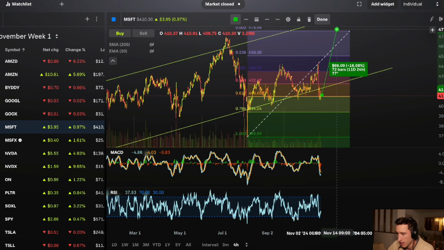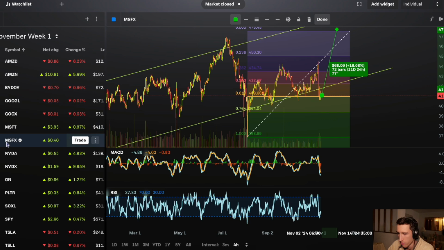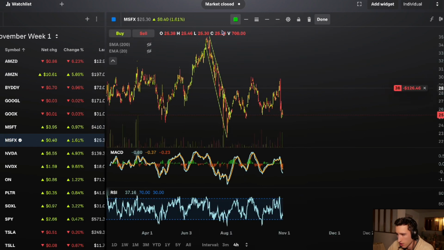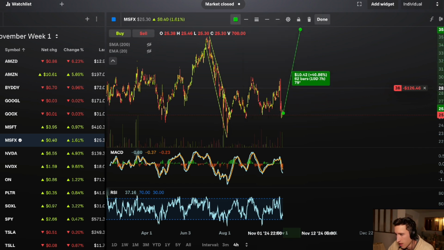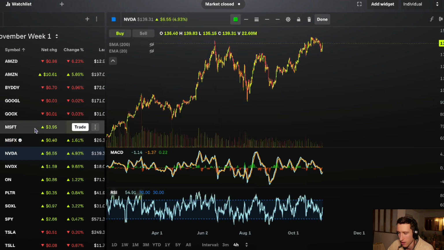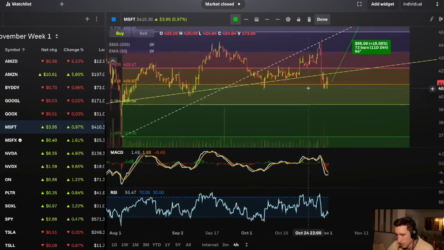And then if we make the same trade, if we go over here on MSFX, which goes up by 2% every time Microsoft goes up by 1%, in that same level, we'd be looking at a 38% gain if it gets to previous highs. Okay, so that's a map out on how to use the Fibonacci.